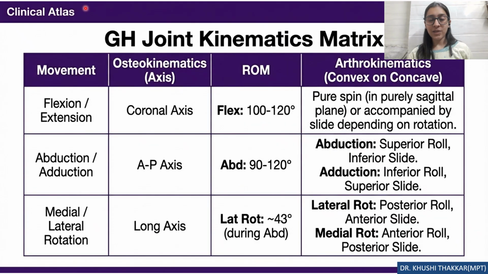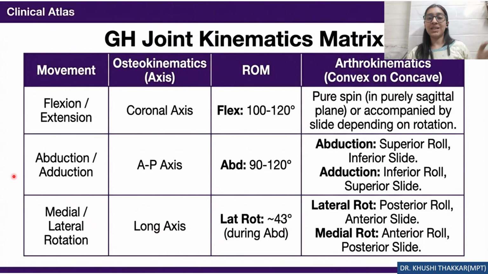The joint kinematics of the glenohumeral joint. The movements here include flexion and extension, which happen in a sagittal plane across the frontal axis, that is the coronal axis. The range of motion is 100 to 120 degrees and there is pure spin in the sagittal plane, accompanied by slide depending on the rotation and the concave convex rule. Next comes abduction and adduction. The concave convex rule for flexion and extension is that roll occurs superiorly and the slide occurs inferiorly. Now abduction and adduction, the movement happens across the anterior posterior axis in the frontal plane.